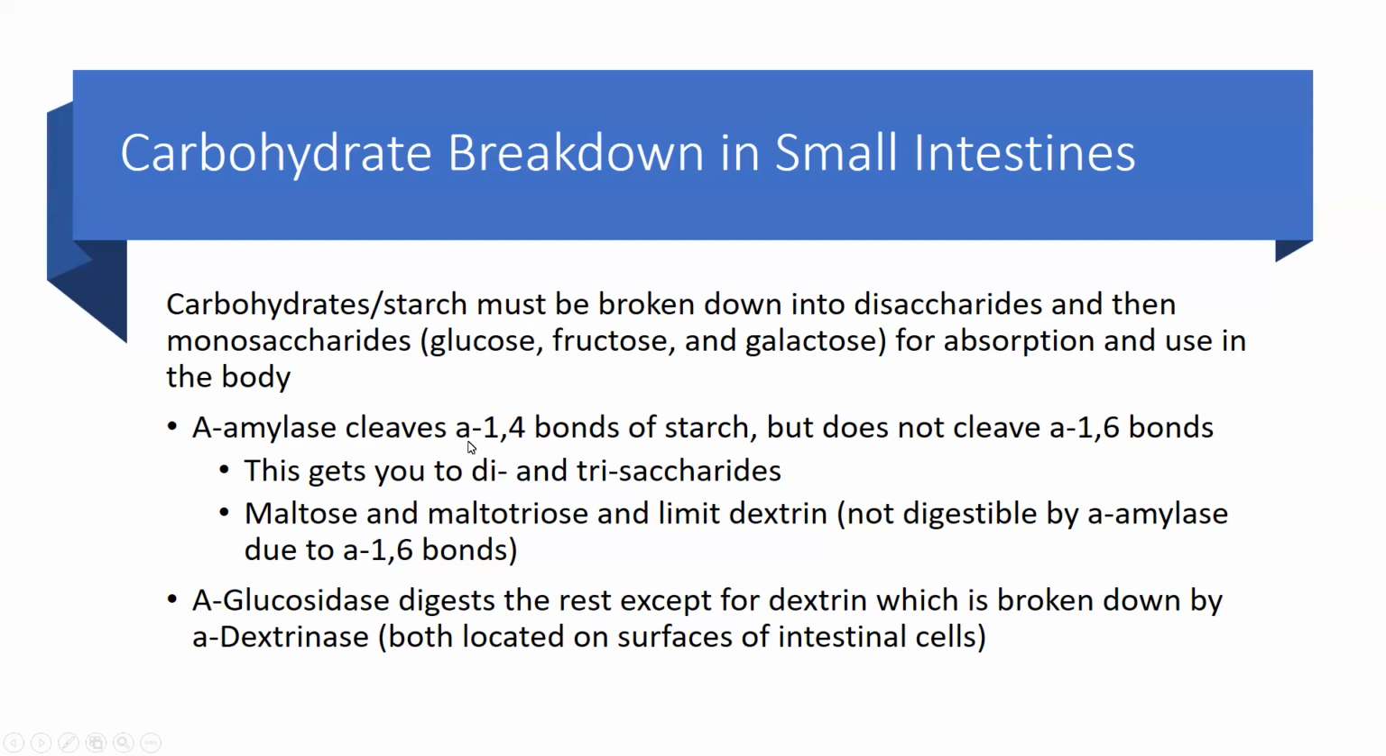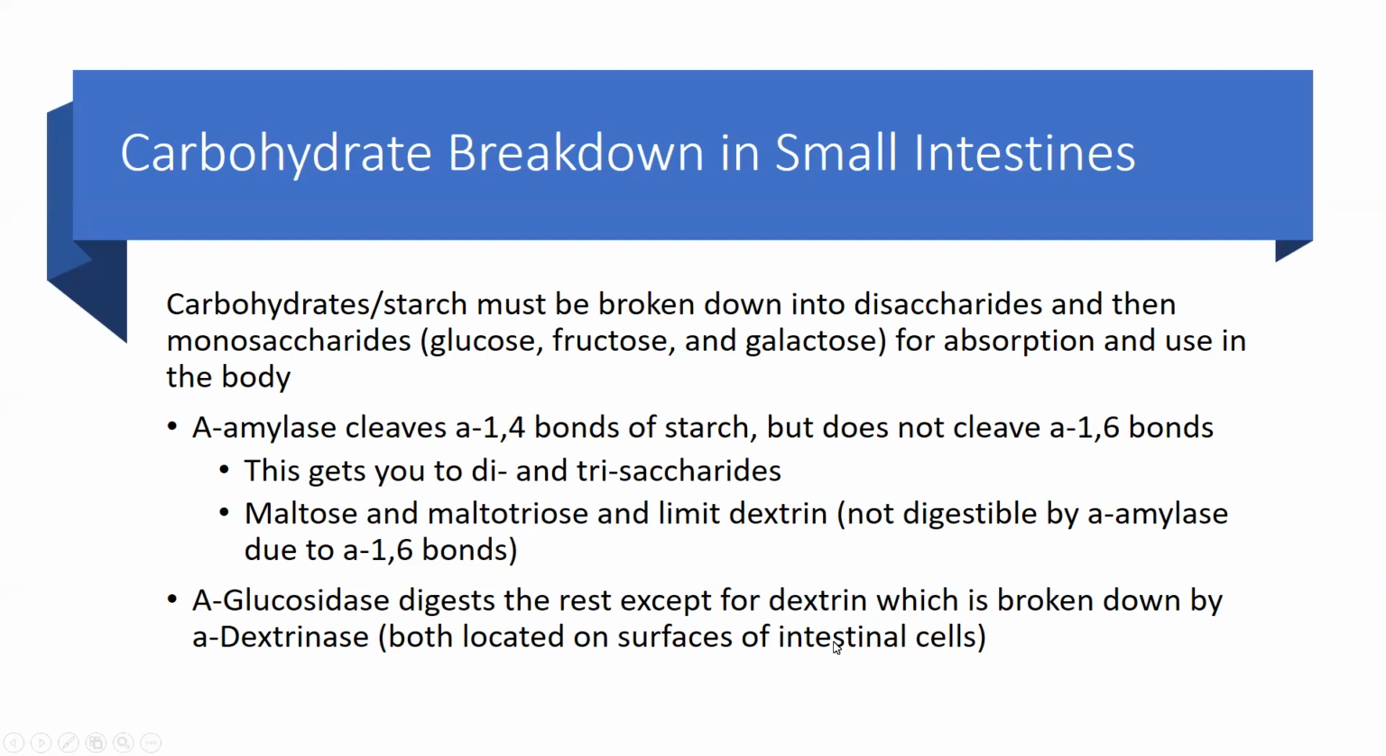Alpha amylase cleaves alpha 1,4 bonds, but doesn't cleave alpha 1,6 bonds. So you can get to di- and trisaccharides. And then maltose, maltotriose, and limit dextrin are essentially the sugars that are not digestible by alpha amylase because they contain alpha 1,6 bonds. And so these then need an additional enzyme. Alpha glucosidase digests the rest, except for dextrin, which is broken down by alpha dextrinase. Both are brush border enzymes.